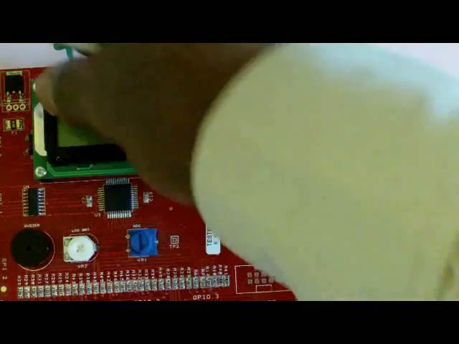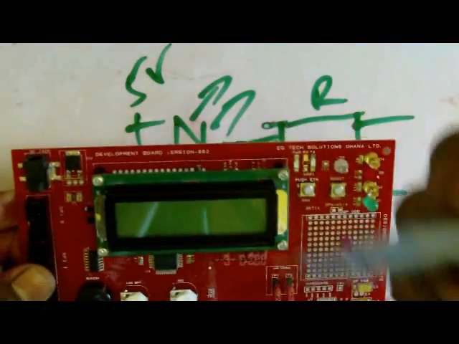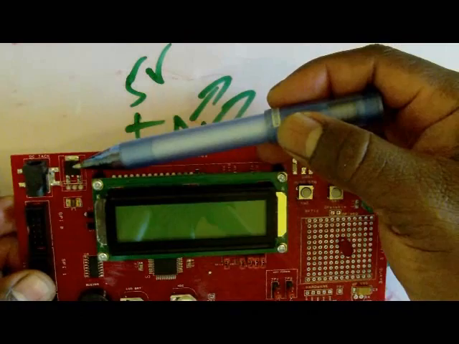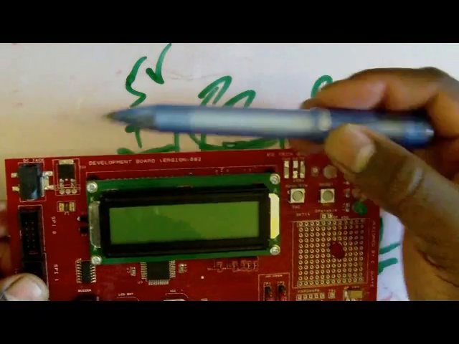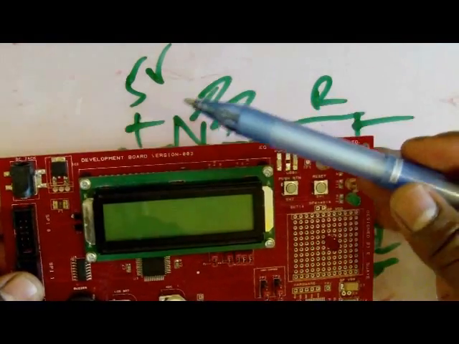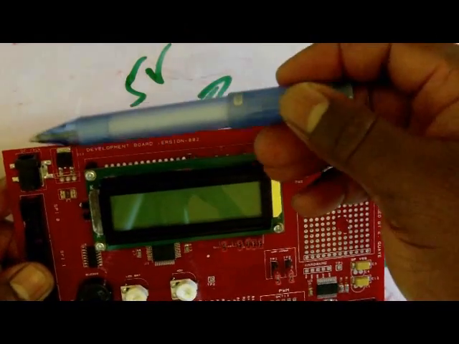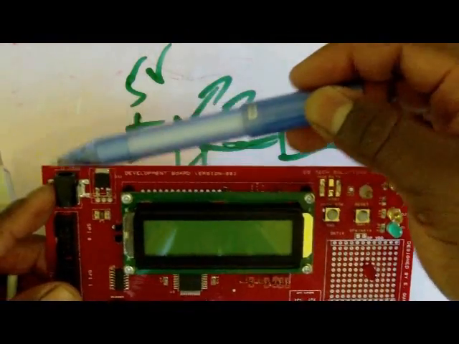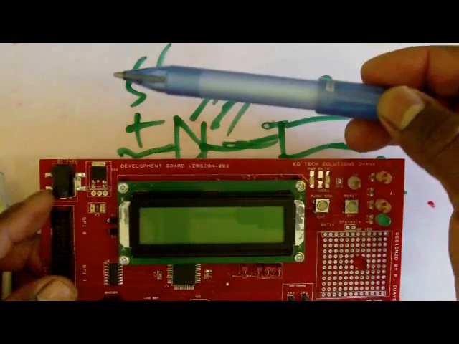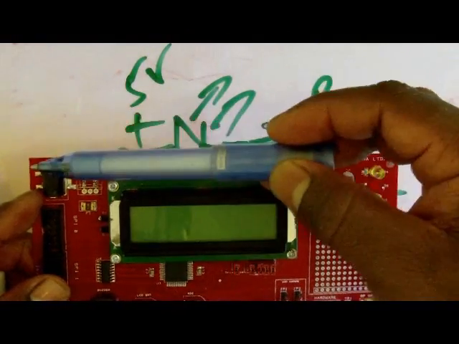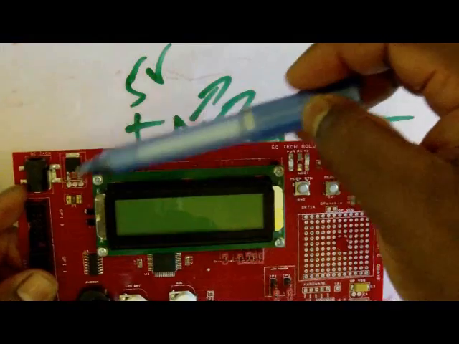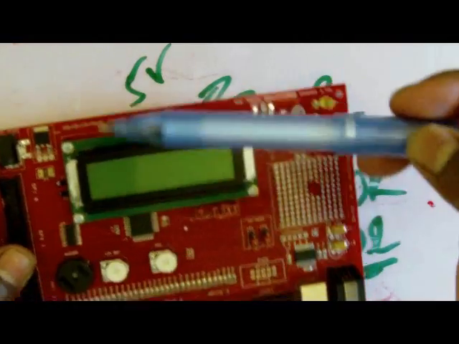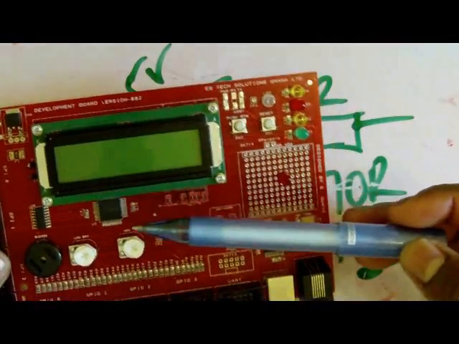Now, we have an onboard regulator here, which is a 5 volt regulator. What it does is convert any voltage passed through these DC sockets, which can be between 7 to 15 volts. Now, this regulator will regulate it to 5 volts for the onboard chips.